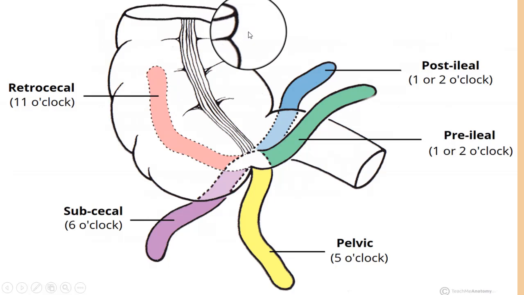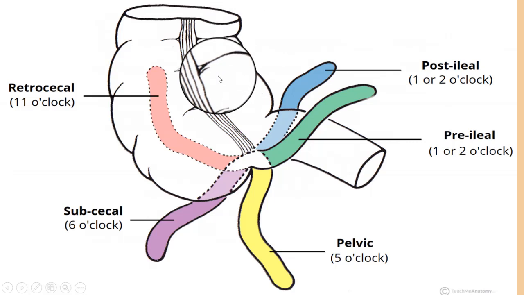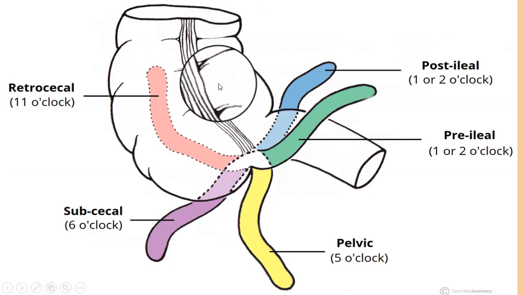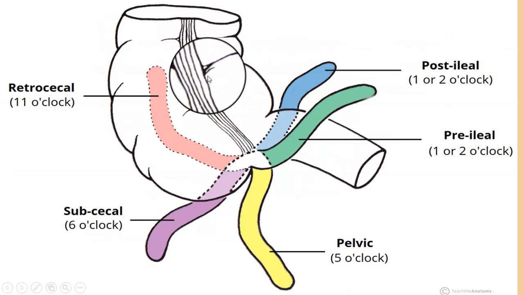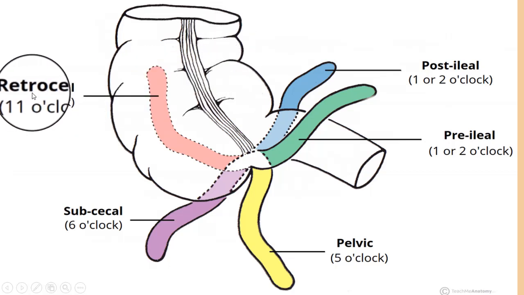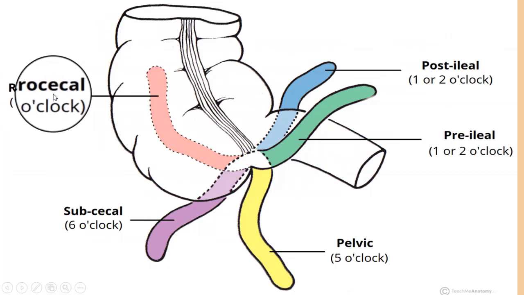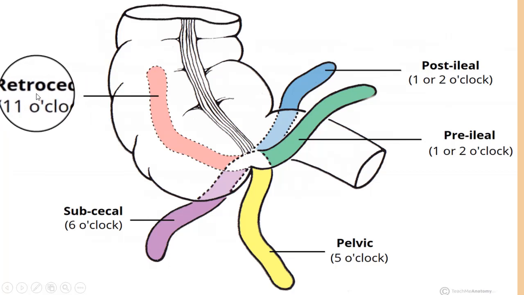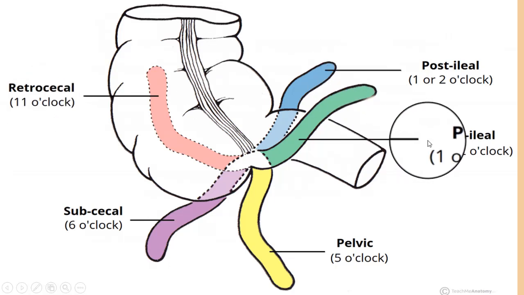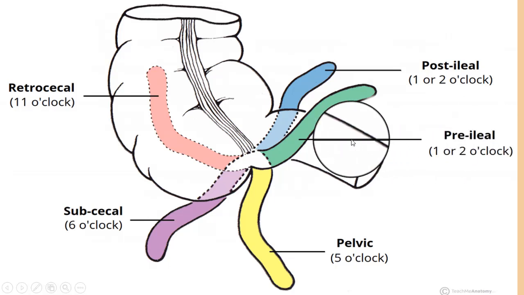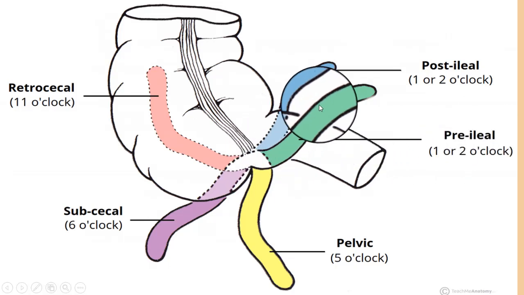The position of the free end of the appendix is highly variable and can be categorized into 7 main locations depending on its relationship to the ileum, cecum, or pelvis. The most common position is retrocecal. They may also be remembered by their relationship to a clock face. So the first position is pre-ileal, which is anterior to the terminal ileum, that is 1 to 2 o'clock.